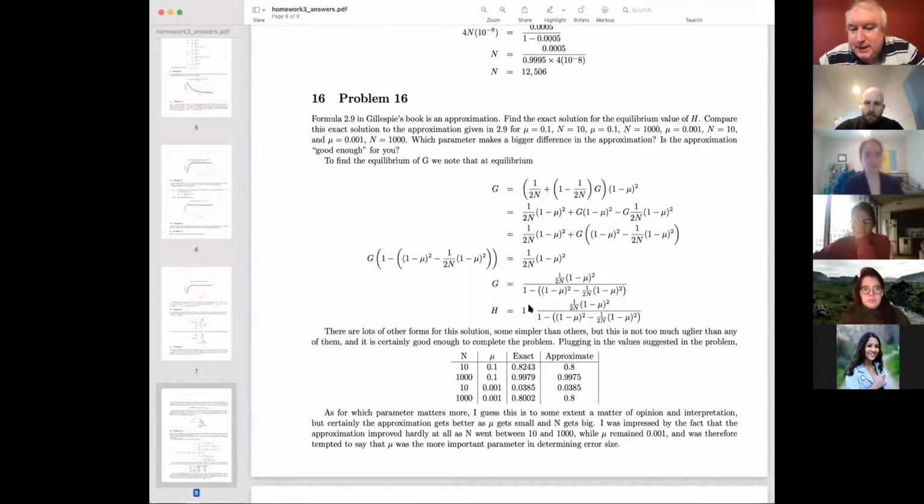So when I did it, I got G is equal to 1 over 2n times 1 minus mu squared. And on the bottom, I got 1 minus mu squared minus 1 over 2n times 1 minus mu squared. And so I got H of 1 minus that. There's, I'm sure, a million other formats you could write this in, literally an arbitrarily large number of them. But your approach is exactly right.